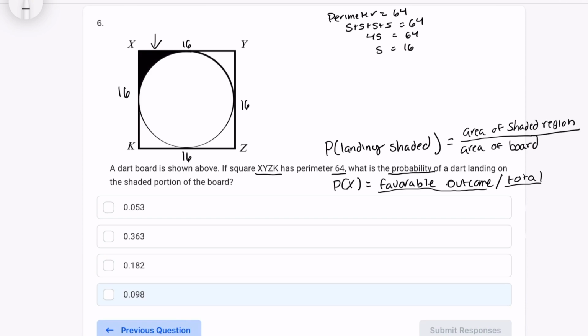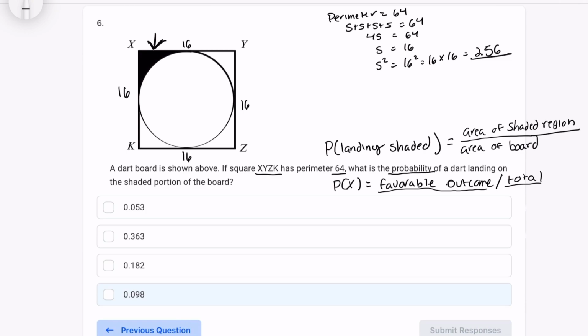So that means the area of the square is 16 squared, 16 times 16, which is equal to 256. So the area of the square, or the board, is equal to 256. Hopefully you guys can get that so far. So next up, what do we need to find? Well, we need to find the area of the shaded region. So how do we figure out what the area of this is right here?